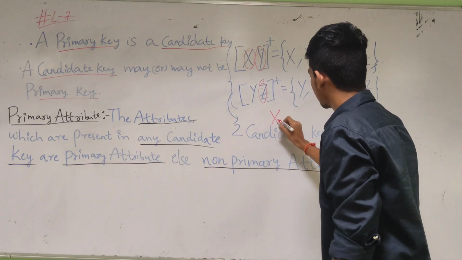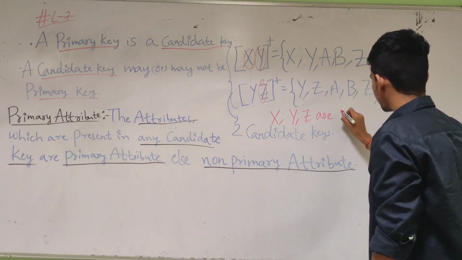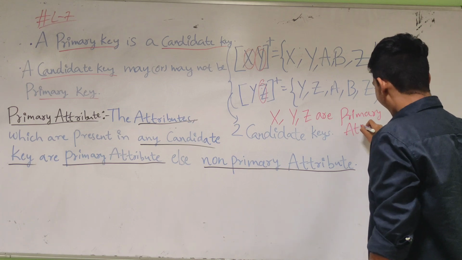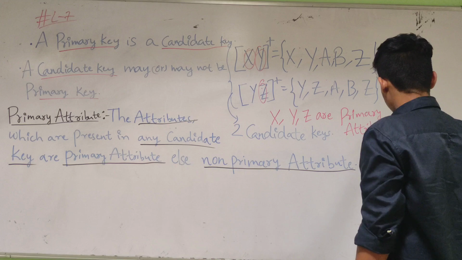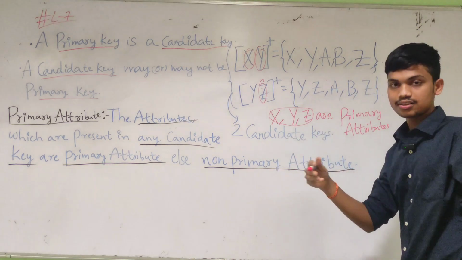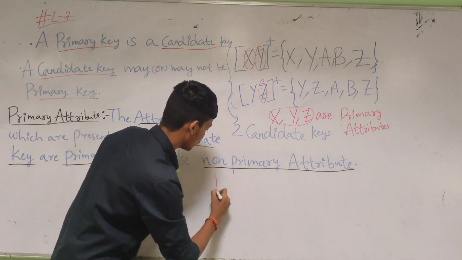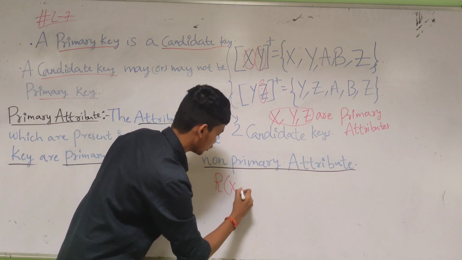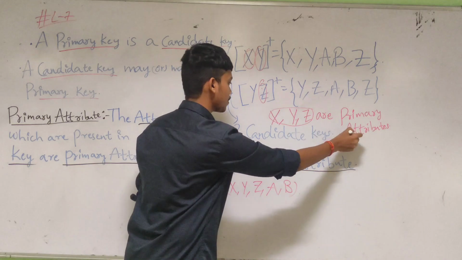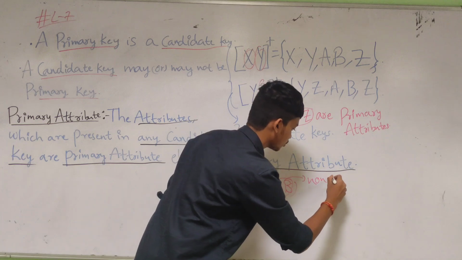Here I am writing it: X, Y, Z are primary attributes. The remaining attributes other than X, Y, Z which are there in the relation are non-primary attributes. That's all. Take a look at this. What is the relation here? X, Y, Z, A, B. So X, Y, Z are primary attributes, and A, B are remaining. So these are non-prime attributes. That's all.